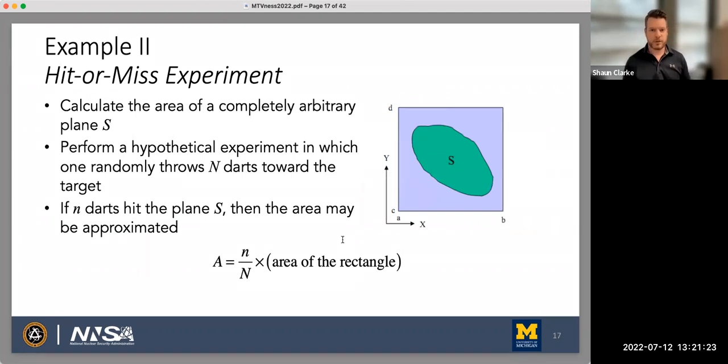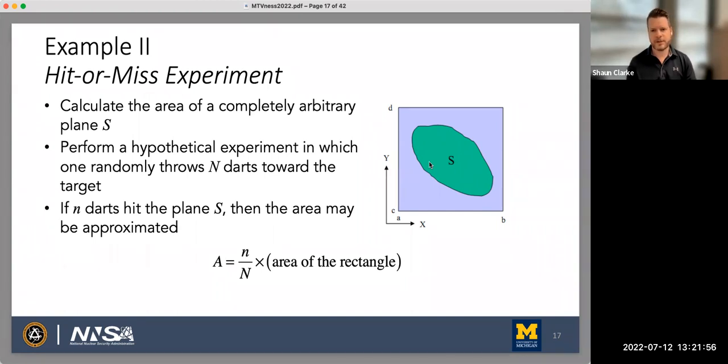Okay, so that was the discrete example. I want to move on to a continuous example. This is something called the hit or miss experiment that you can find in any Monte Carlo textbook, where our goal here is to compute the surface area of a plane, in this case called S, a plane with a complex shape. Its shape is such that we cannot just compute the area. So our goal is to compute this area using a Monte Carlo method.